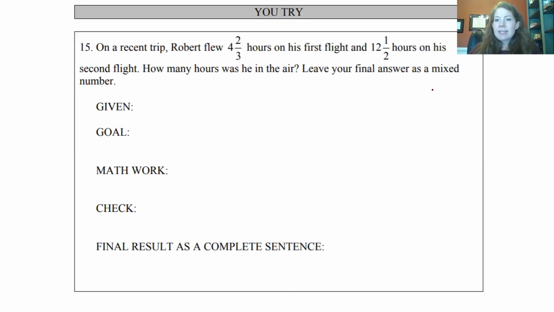All right, let's see. On a recent trip, Robert flew 4 2/3 hours on his first flight and 12.5 hours on his second flight. How many hours was he in the air? Leave your final answer as a mixed number. So what are we given? We are given the hours for each flight. So what is our goal? To find the total hours.